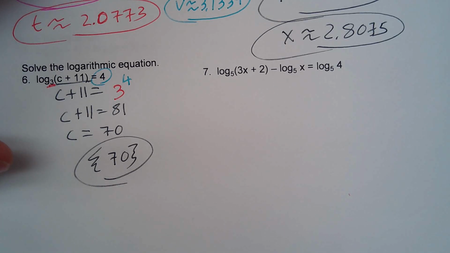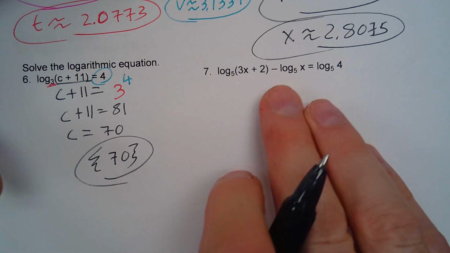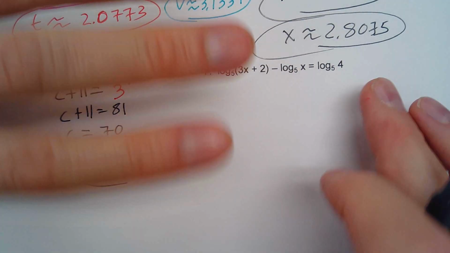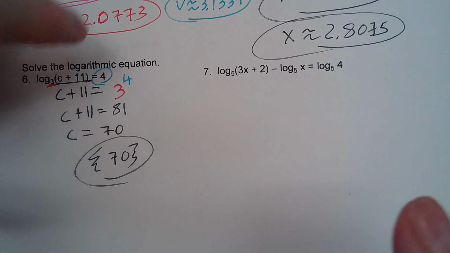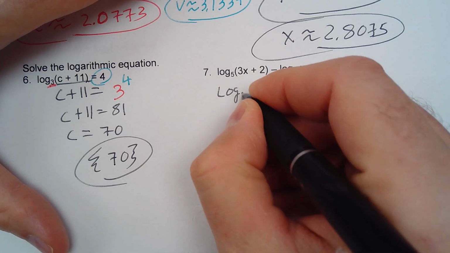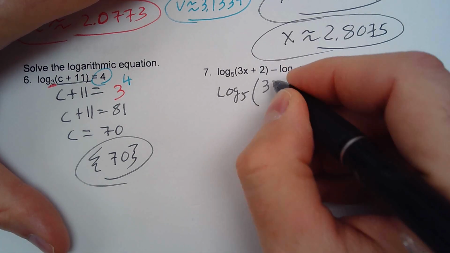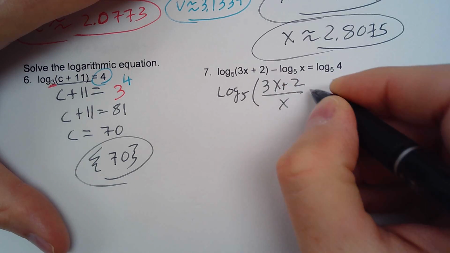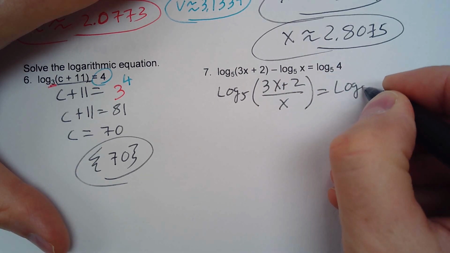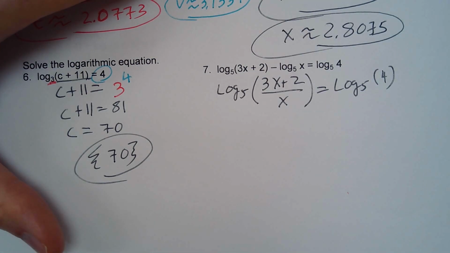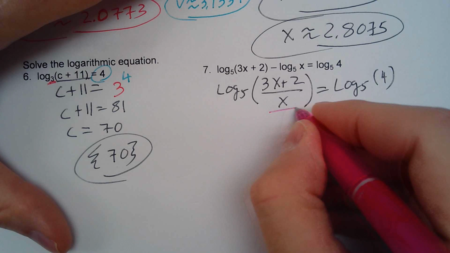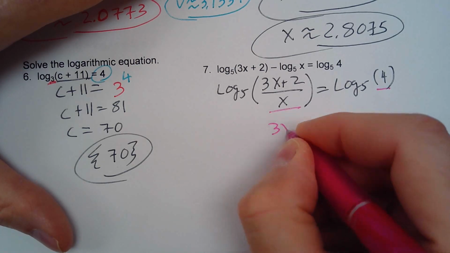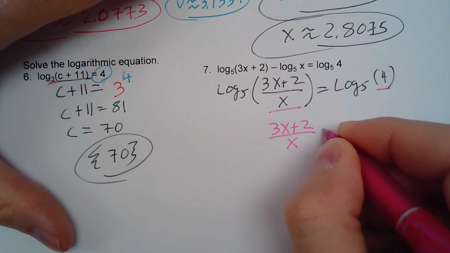So for the next one, I've got logs on both sides. So we're happy with that. That means I don't have to really worry about the base here. I'm just going to write it as a single log and then set the arguments equal to each other. So this will be log base 5. We have subtraction, so this is going to be a quotient. That gives us log base 5 of (3x plus 2) over x equals log base 5 of 4. All right, so we're going to set the arguments equal to each other since log is a one-to-one function.